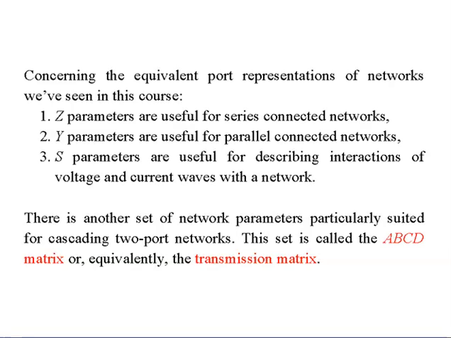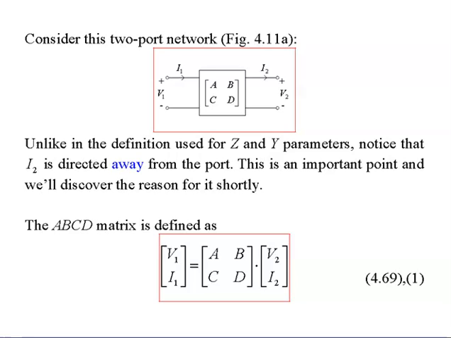Now, for this course, we have the final one, which is the ABCD matrix, or we can call it the transmission matrix. Please consider this two-port network. At port 1, you have V1 and I1. At port 2, you have V2 and I2. And here you have the ABCD matrix.